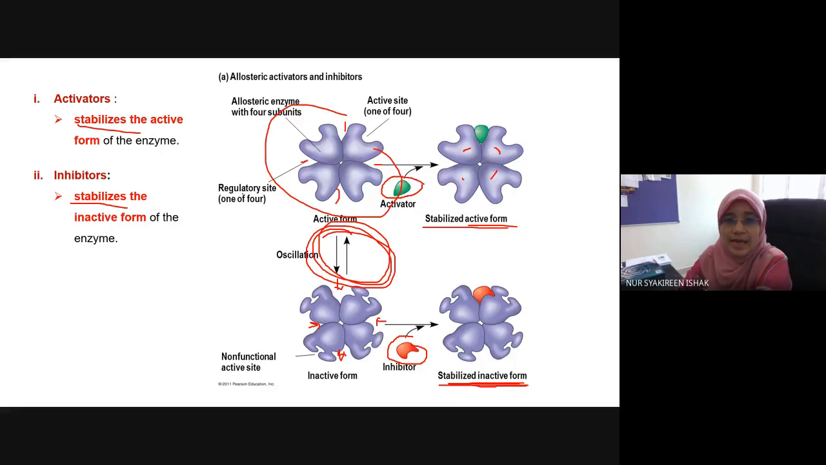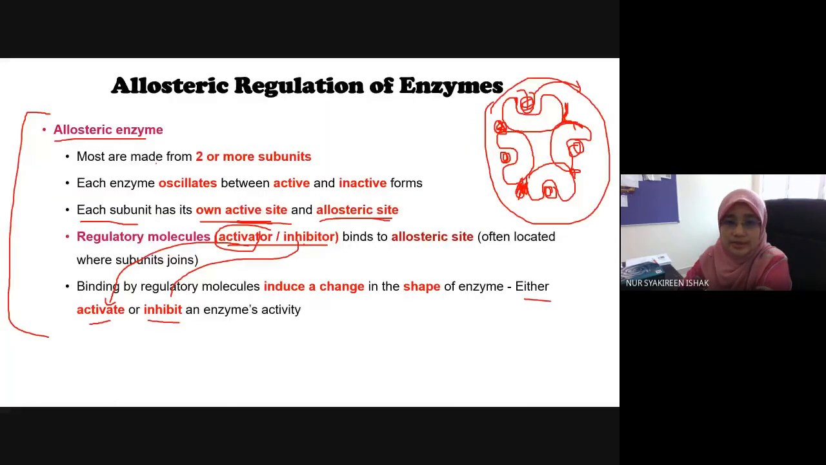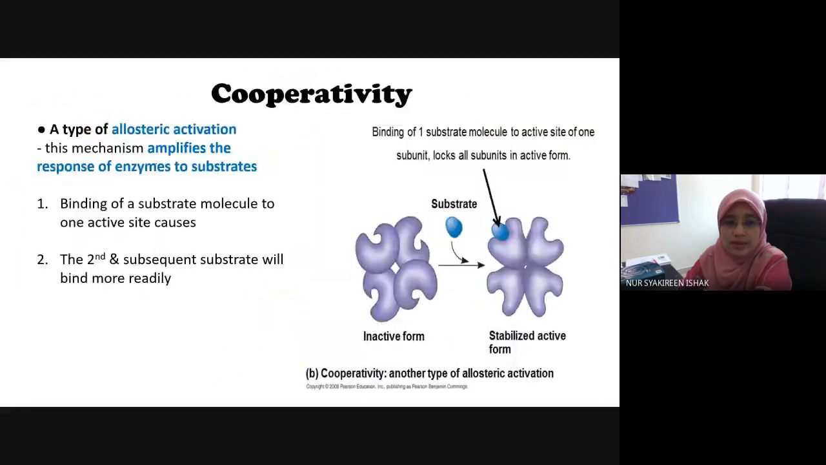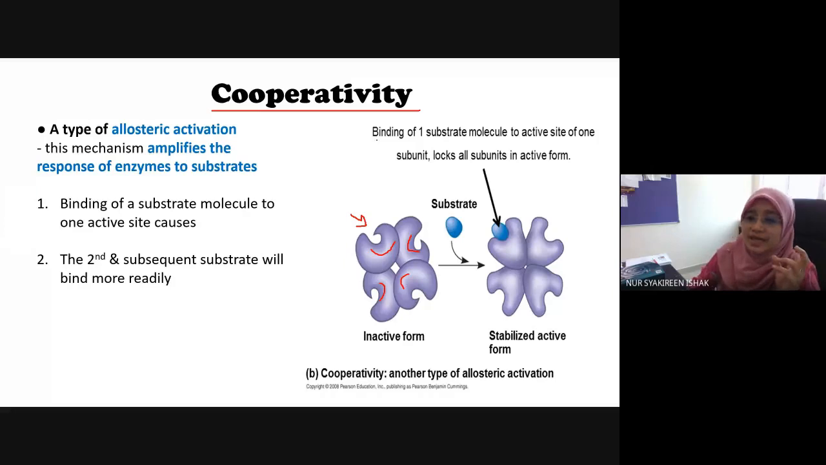So that is allosteric regulation, which involves the regulatory molecule. The next one is cooperativity. Again, it also involves an allosteric enzyme, an enzyme that has two or more subunits. For this type of cooperativity, the substrate will become the activator.